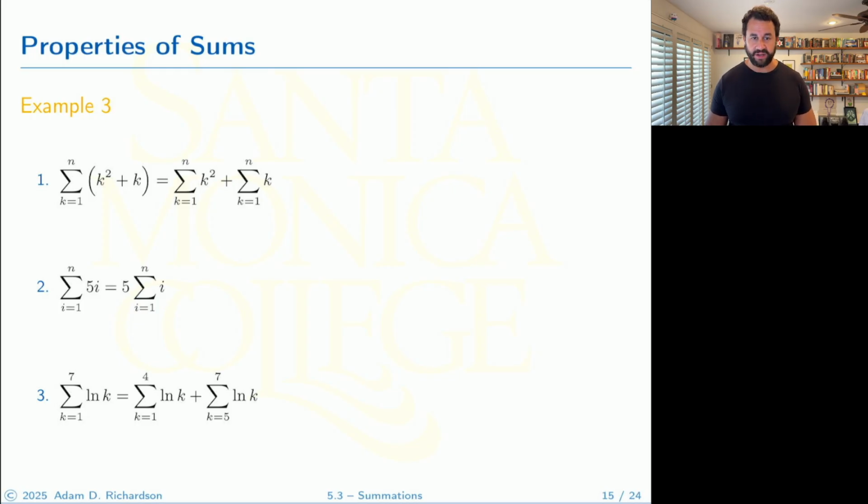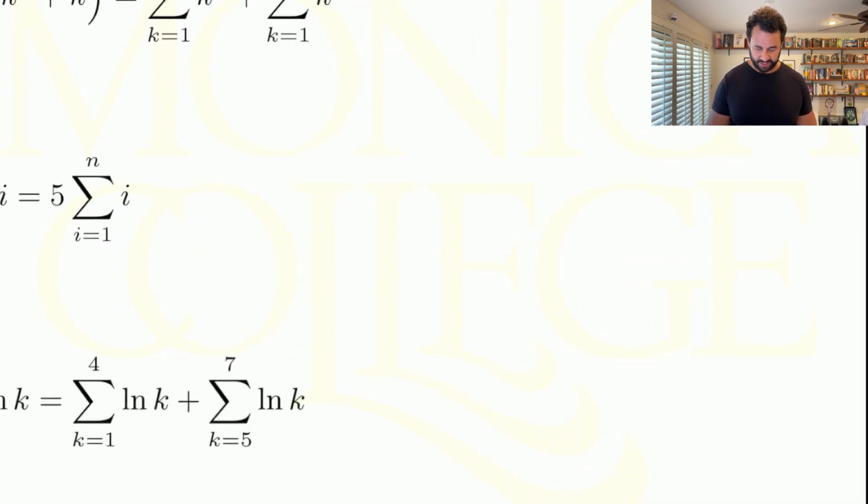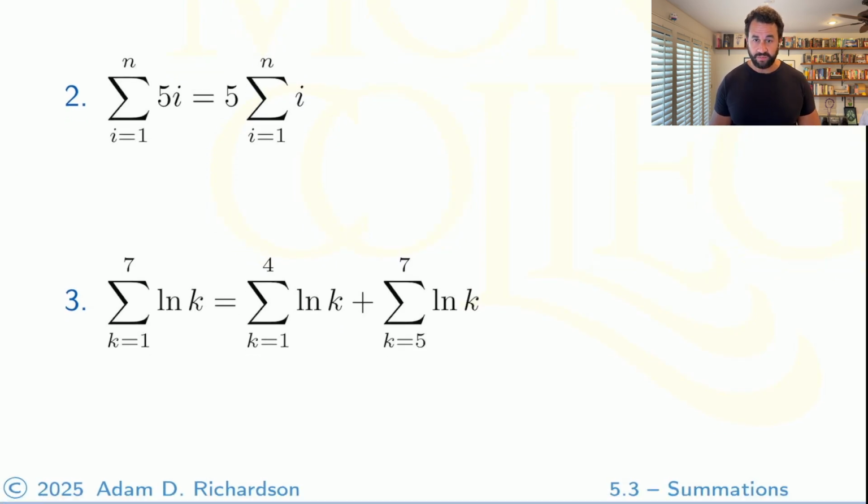Now, this last one down here, let me go back to these slides so I can zoom in for a minute. Okay, so this is the one where you're splitting the sum. So let's say we wanted to add up ln of k, where k goes from 1 to 7. We've got this finite sum here, and we're going to chop it into two pieces. So adding up these terms from 1 to 7 is the same thing as adding up the terms from 1 to 4, and then adding up the terms from 5 to 7. Does that make sense? That's the basic idea right there.